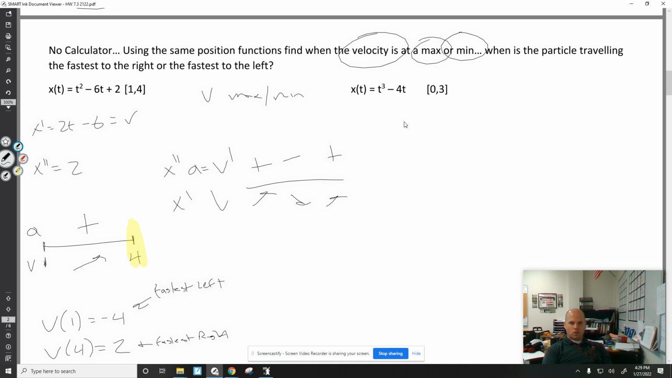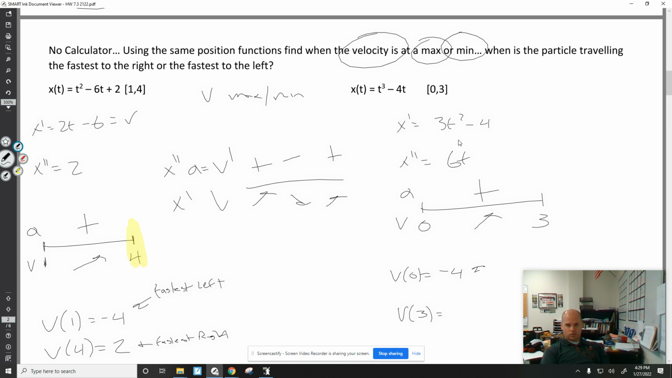Okay? So here, x prime is 3t squared minus 4, x double prime is 6t. Between 0 and 3, again, x double prime, or a, is positive. That means v is increasing. So v of 0, which is negative 4, would be the min. Fastest left. V of 3, which is 27 minus 4, which is 23. That's going to be the max.